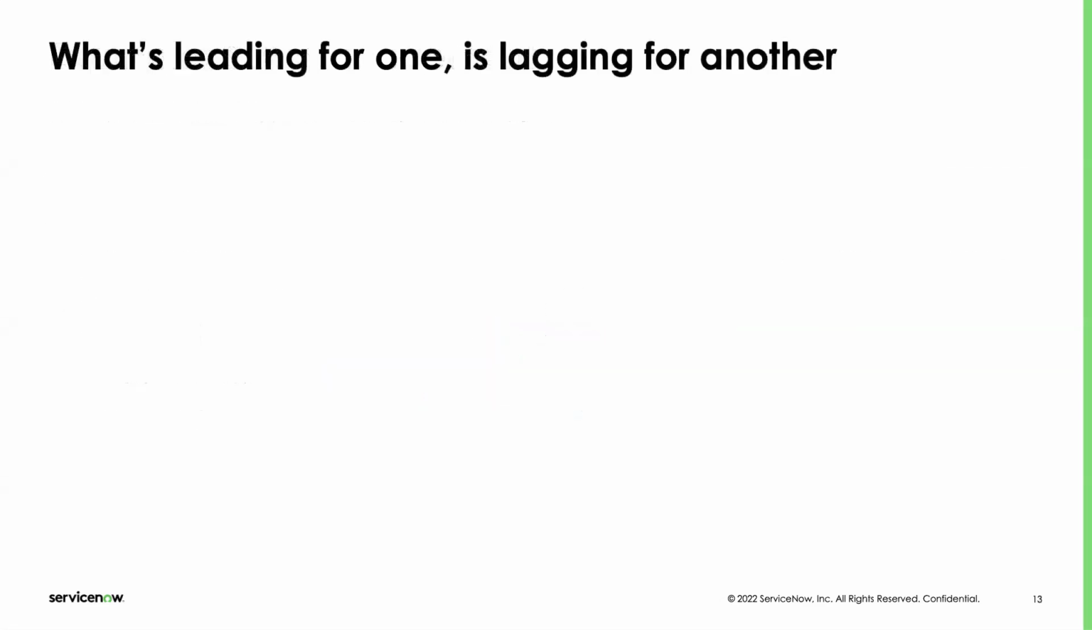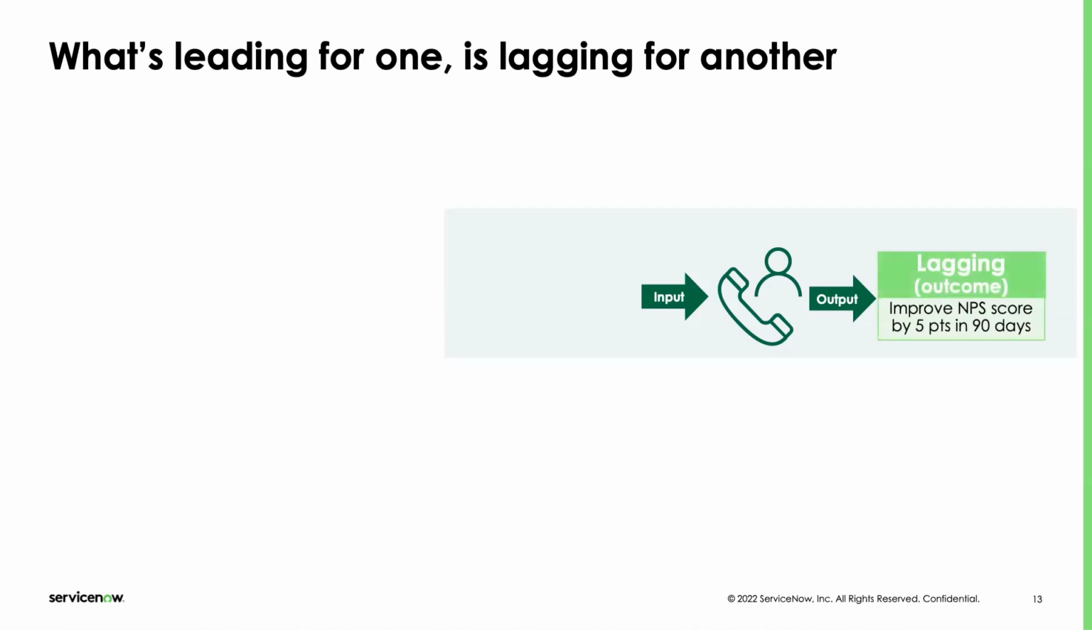Now, we need to add one layer of complexity or precision to it. What's leading for one is lagging for another, and that's not nice, because it would be much nicer if certain indicators were always leading and others were always lagging, but that's simply not the case. Now, let's have a look at this. Here's that little person again with a phone, a very old-fashioned one, looking at a lagging indicator. The lagging indicator is an objective to improve Net Promoter Score by 5 points in 90 days. That objective can easily be measured by measuring my Net Promoter Score. I can measure it now, and I can measure it in 90 days.